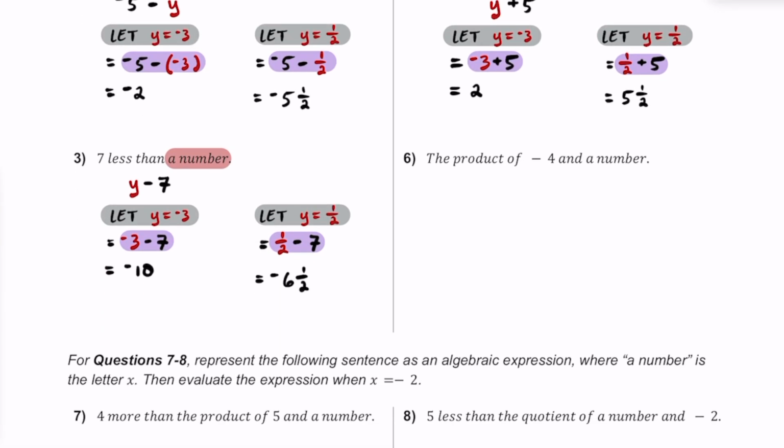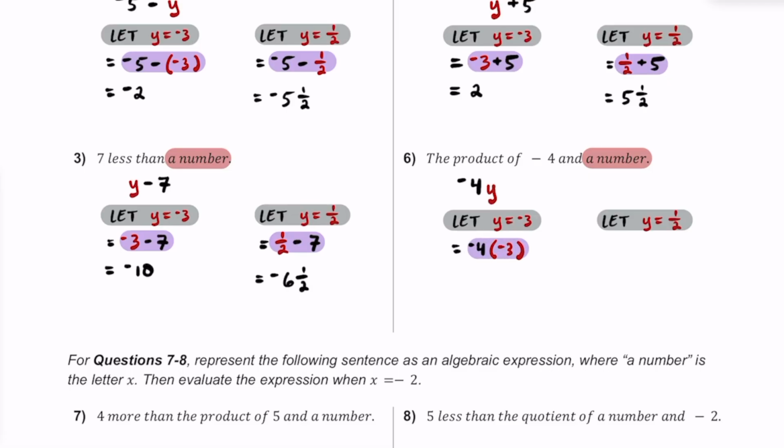For number 6, it says the product of -4 and a number. So let's see here. We have a number at the end, and then we're going to be taking the product of -4 and that. So that's just going to be the expression -4 multiplied by whatever the variable is, which is going to be y. All right, so let's go ahead and evaluate this if y is -3. So we're going to have this -4, and let's multiply that by -3. Again, nice and straightforward. There's only one step, so -4 times -3, that's just going to be equal to +12.